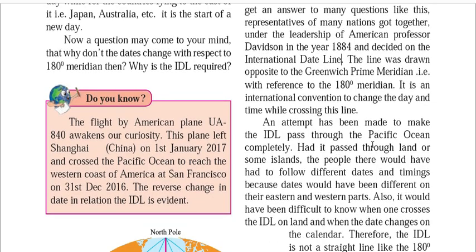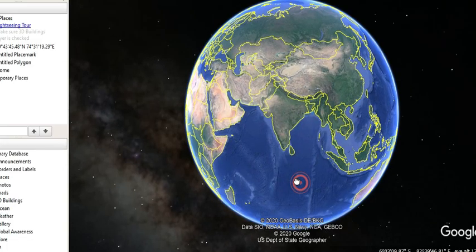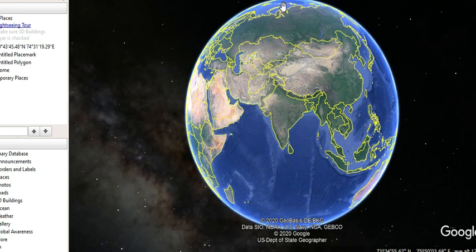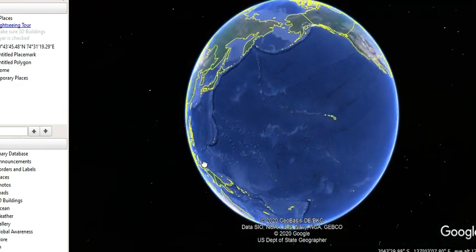Then an attempt has been made to make the ideal pass through the Pacific Ocean completely. Why is it so? Suppose this ideal international dateline passes like this. So it is very horrific. Suppose someone is living in Mumbai and someone is living here in Vishakhapatnam. So the person who is living in the same country has a different day in the country, so it is not possible, na? So that's why it is very inconvenient to set office timing, school timing, railway timing, and all the things, all official work or the entire thing.